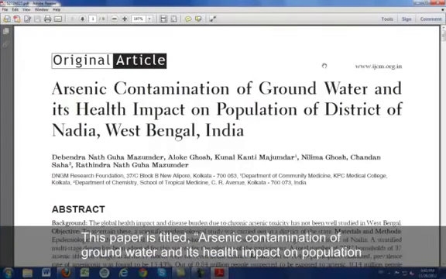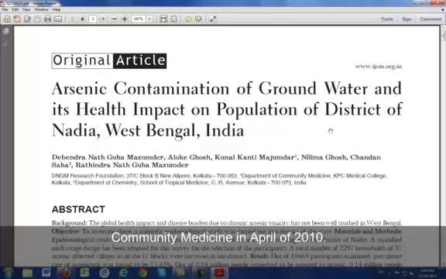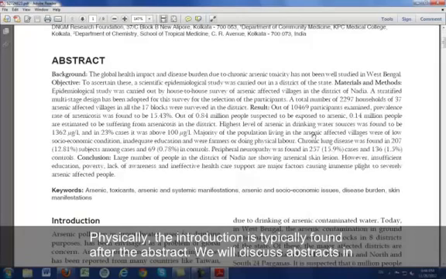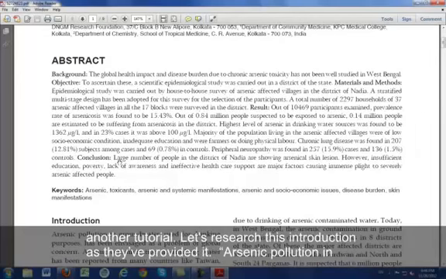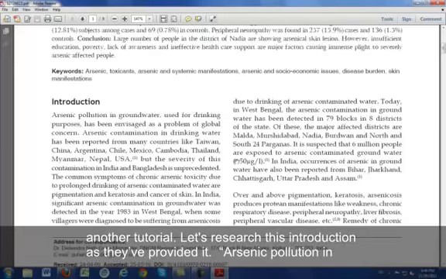This paper is titled Arsenic Contamination of Groundwater and Its Health Impact on Population of District of Nadia, West Bengal, India. This paper was published in the Indian Journal of Community Medicine in April of 2010. Physically, the introduction is typically found after the abstract. We will discuss abstracts in another tutorial. Let's research this introduction as they've provided it.